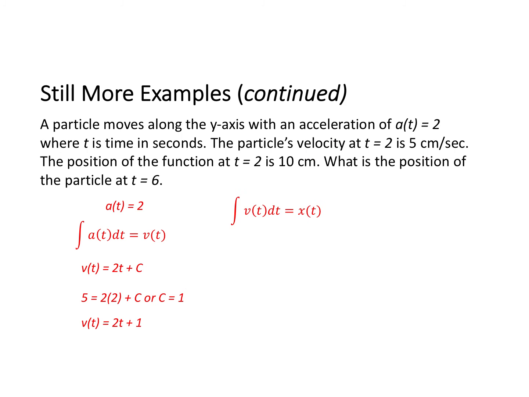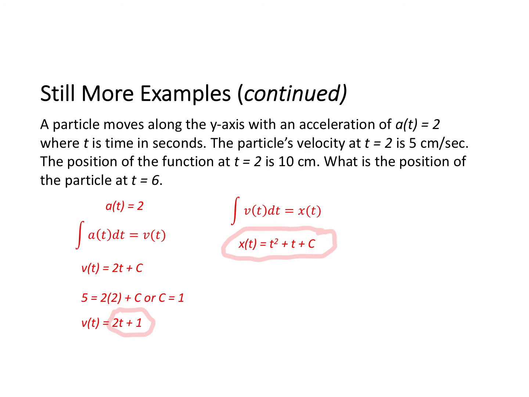Now, I also know that the integral of velocity is equal to position. So if I take the integral of the velocity function, I should come out with the position function. So if I take the integral of 2t plus 1, add 1 to the exponent, it's going to become t squared, divide by 2, but I've already got a 2 out front, so that simply becomes t squared. The integral of 1 becomes t, and then I add c. So therefore, my position function is equal to t squared plus t plus c.